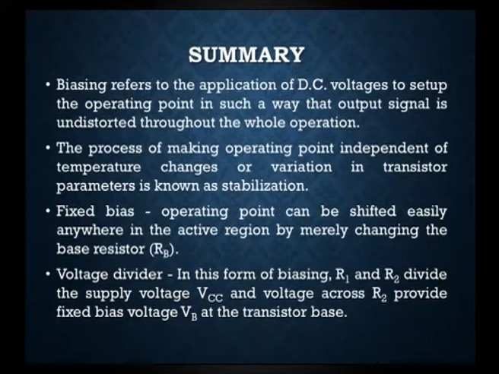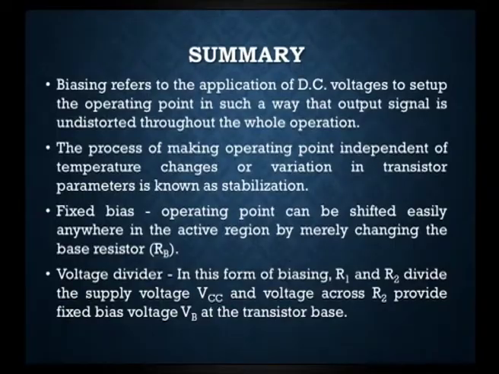The process of making the operating point independent of temperature changes or variation in transistor parameters is known as stabilization. Temperature always leads to different effects on the transistor, because if the temperature changes, the collector current increases, since the leakage current is dependent on temperature. If leakage current increases, obviously the collector current increases. So, we have to ensure that temperature does not affect the transistor operation, and this can be achieved with the help of stabilization.